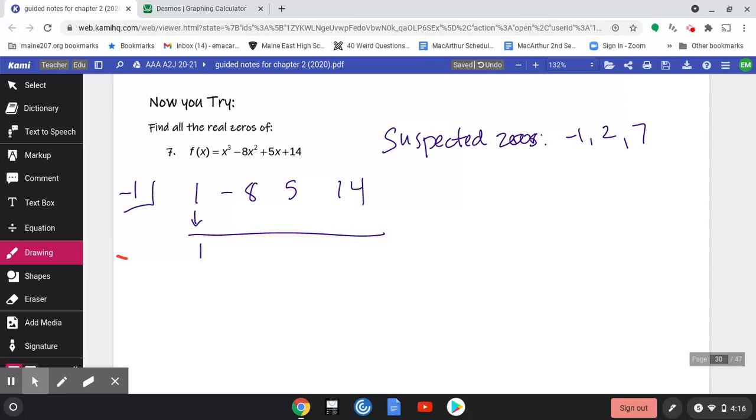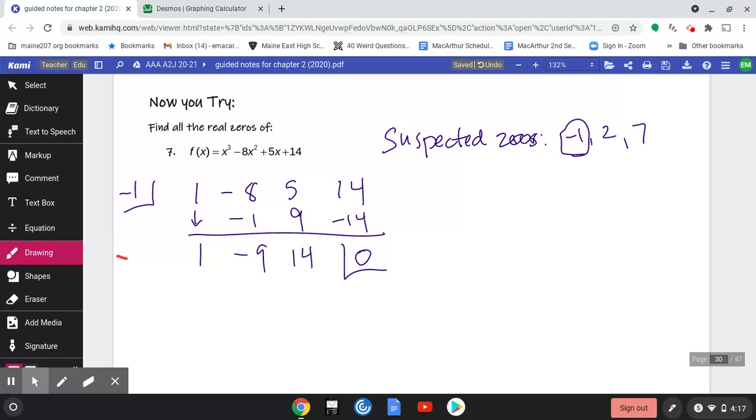Bring down your 1. Multiply, you get a -1. Add -8 plus -1, -9. Multiply, you get a positive, and you get a 14 when you add. -1 times 14 gives you a -14. So that's a remainder 0. I've proven that -1 is in fact a 0, and I can move on from there. But I am going to show you this way, just in case. You can continue to do synthetic division.